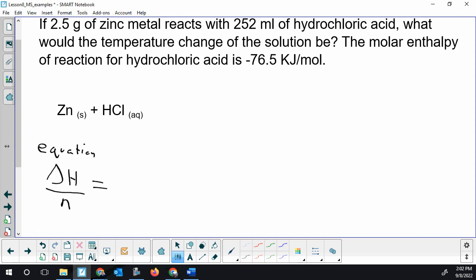Okay. We've got a question, which is kind of a lab, real life situation. 2.5 grams of zinc in the lab was put into 252 mils of hydrochloric acid. You do that in the lab. So all the lab info I'm going to keep blue. We're going to need to figure out the lab delta H for the lab moles, which we're going to get. The lab moles is going to come from how many moles of zinc that we have.